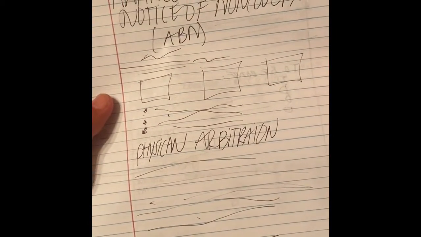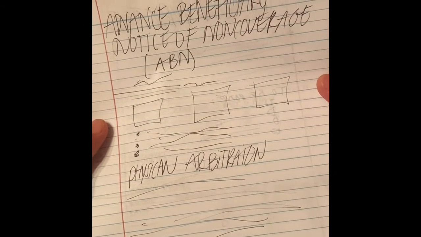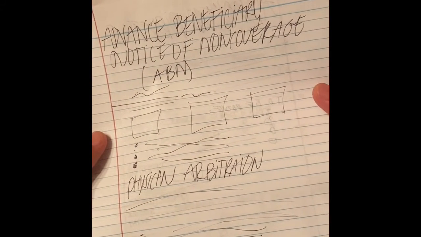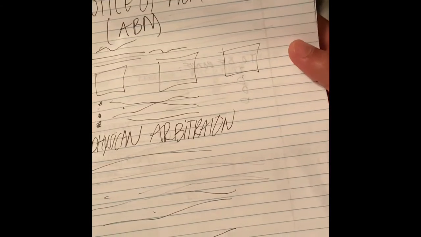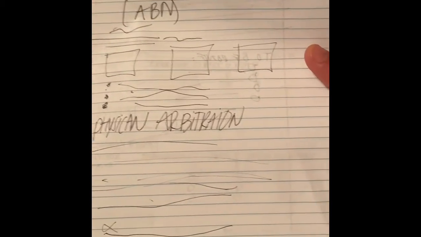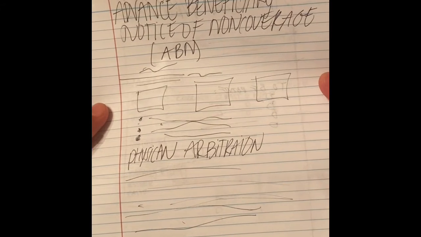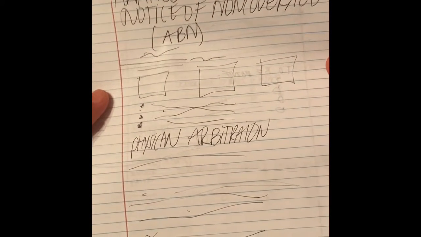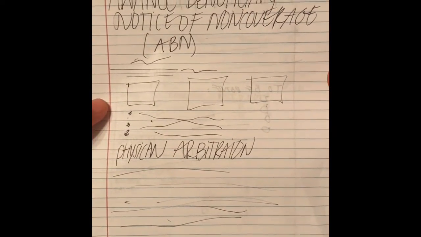Here's the advance beneficiary notice of non-coverage. This is what your insurance doesn't cover, such as with Medicare and Medi-Cal. This is where you'd put it, and here's your signatures and other things that consist of it and how it would be handled within the clinic. And here's the physician's arbitration.